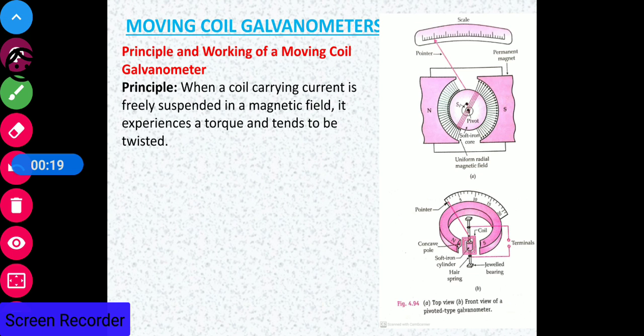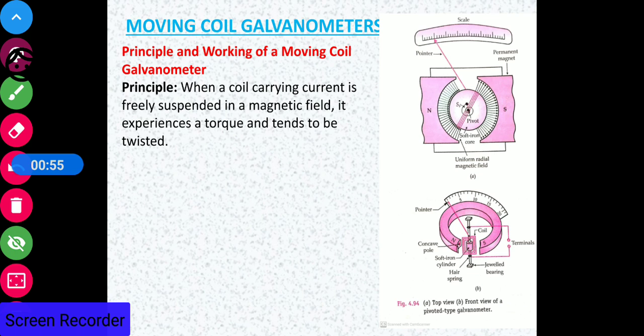In the previous lecture, you have studied that when a current carrying coil is placed in a magnetic field, it experiences a torque and tends to be twisted. So this property of a coil is used in constructing a galvanometer. As you know, a galvanometer is an instrument which is used to detect the presence of current in any circuit. So the galvanometer is based on the same principle of a current carrying coil.